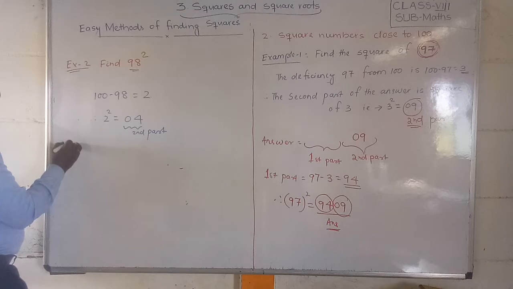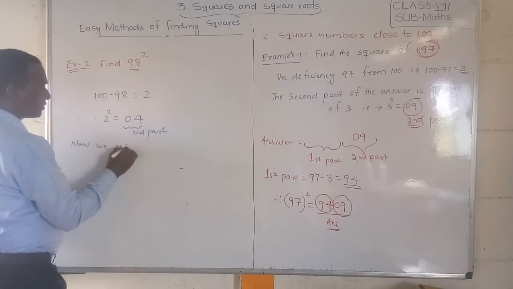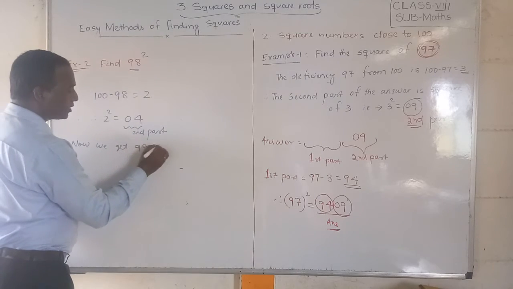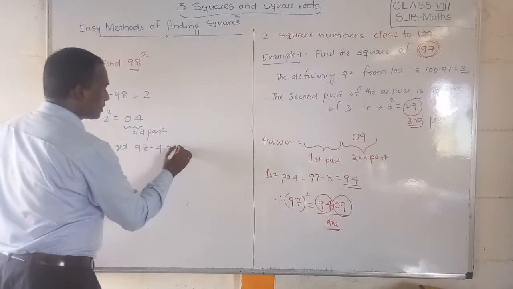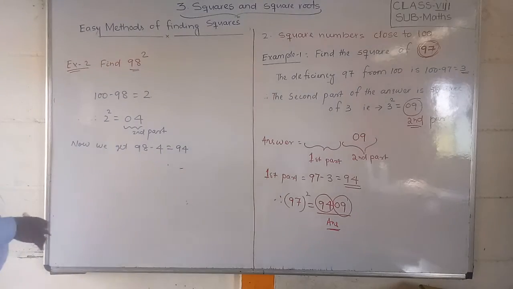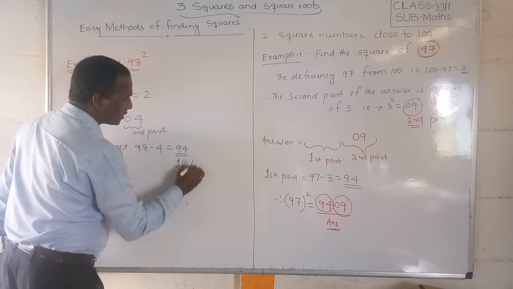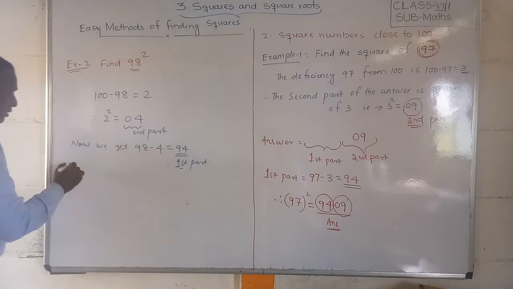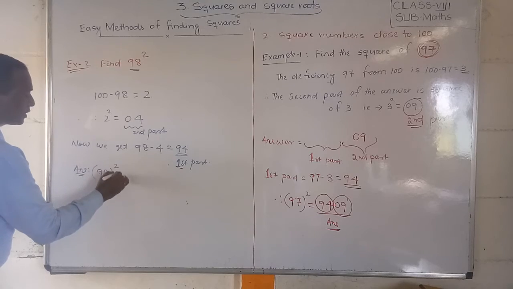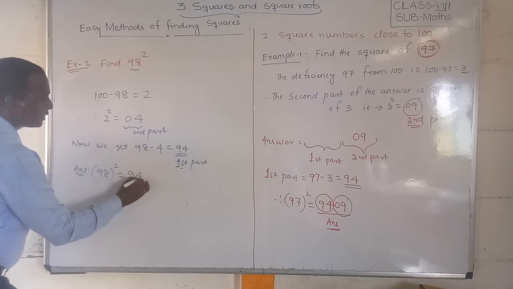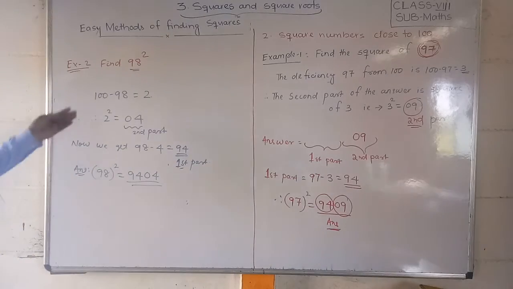Now again, 98 minus 2. Whatever deficiency we got, we have to subtract from 98. So it is equal to 96. This is the first part. Hence 98 whole square is equal to first part 96, second part 04. This is our answer. Okay students, I hope you have understood this.